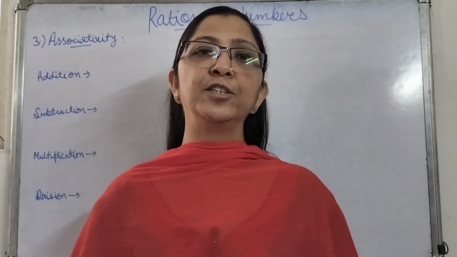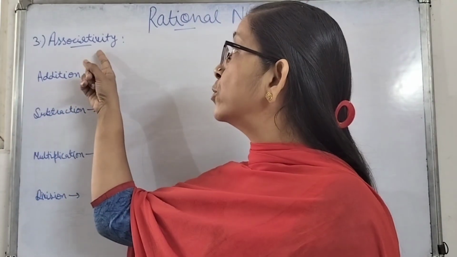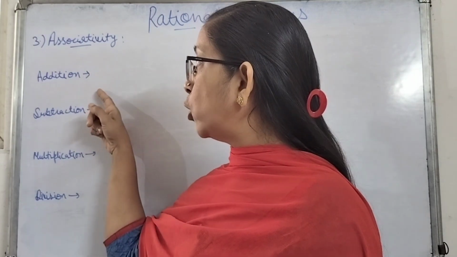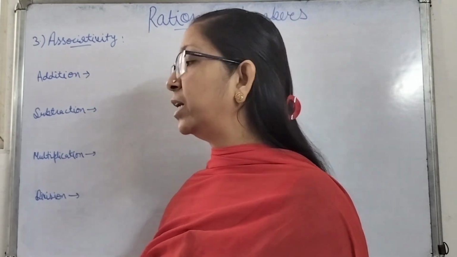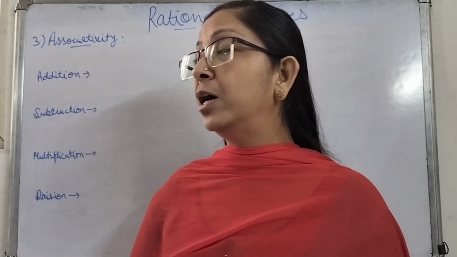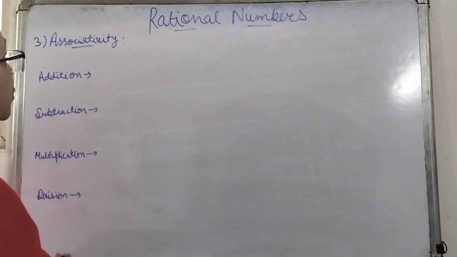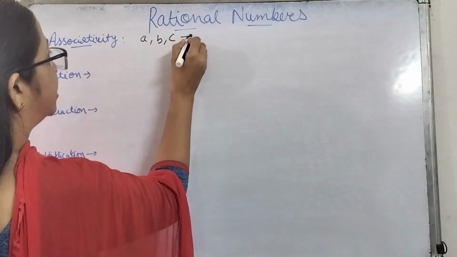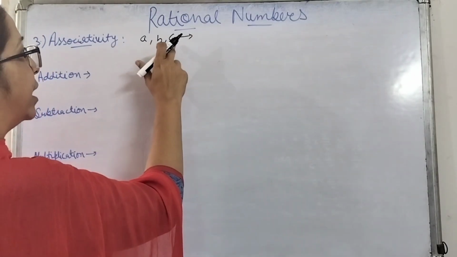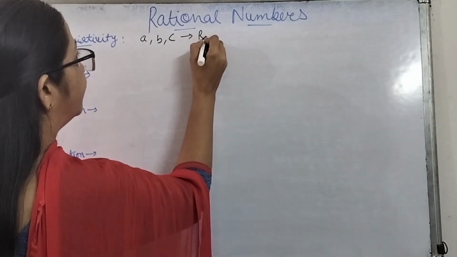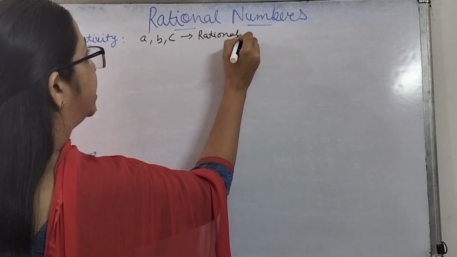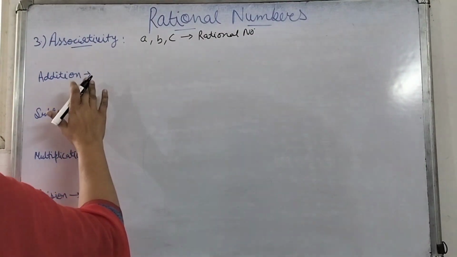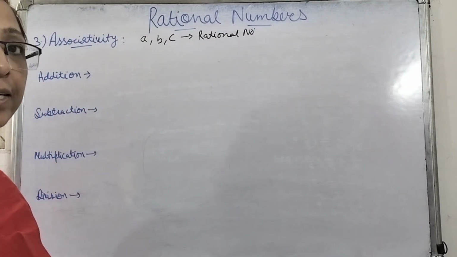Now let's understand the third property, that is associativity for rational numbers. Again, we'll be checking for all operations: addition, subtraction, multiplication and division. Now in associativity, suppose we are taking any three rational numbers. Instead of 2, we are taking any three rational numbers. a, b and c are any three rational numbers. If these three are rational numbers, then according to associativity, let's check it for addition.